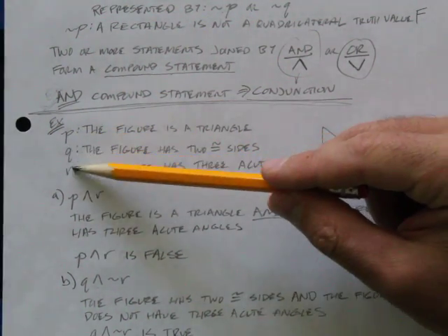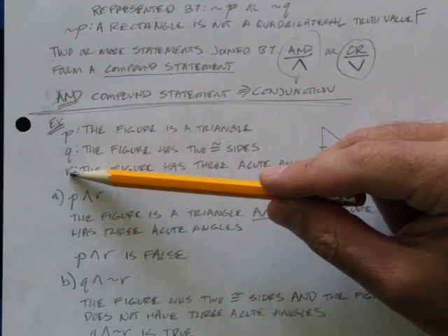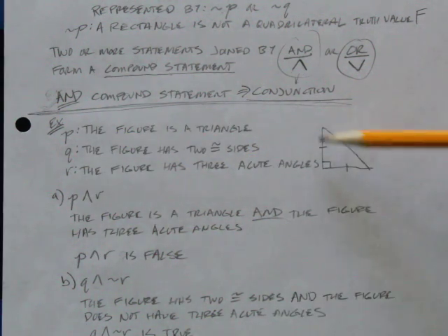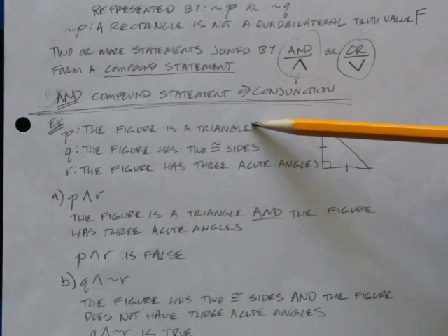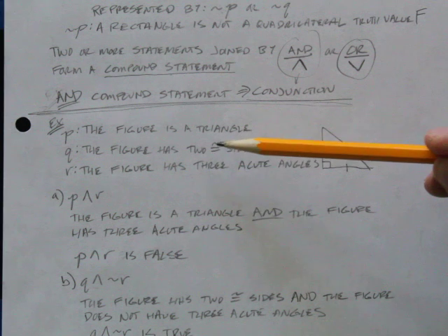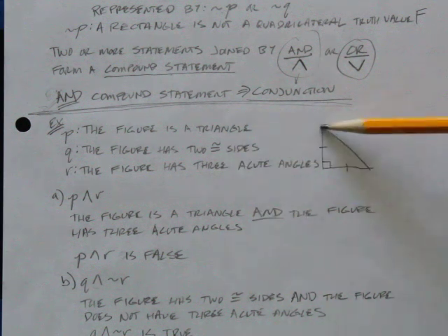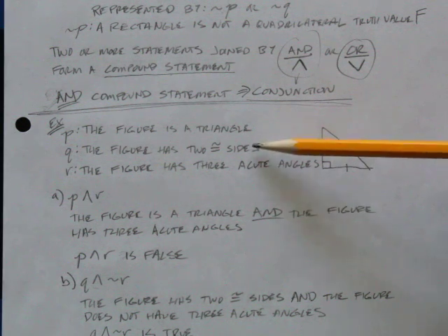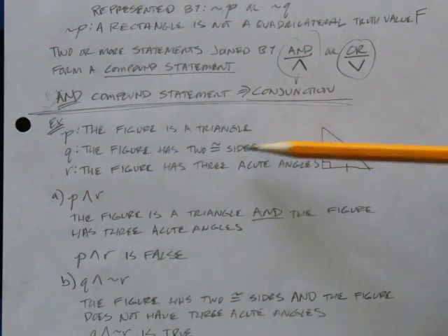So here are my statements, P, Q, and R. R can be a statement as well. P, the figure is a triangle. Here's this figure, it's a triangle. True, right? Q, the figure has two congruent sides. Here's one side that's congruent to this side. Two congruent sides. Statement Q is also true.